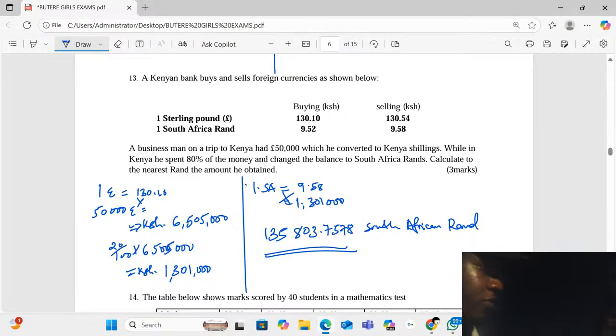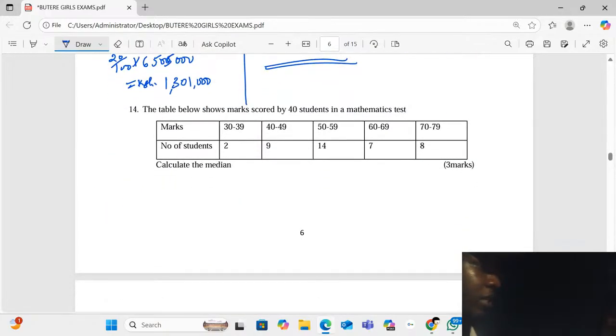Then we move quickly to 14. The table below shows the marks scored by 40 students in a mathematics test, as you can see. Calculate the median. Now, before we calculate it, we can look for the cumulative frequency. Here we are having 2, 11. We can add that one for CF. Here is 25, 32. Then we have 40. 32 plus 8, we get 40.